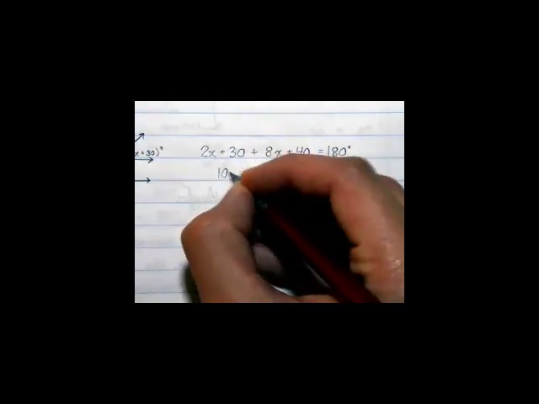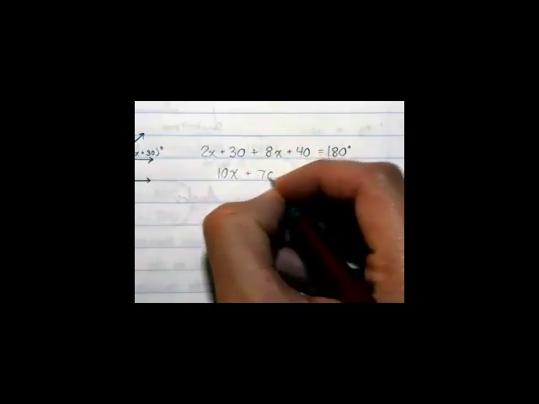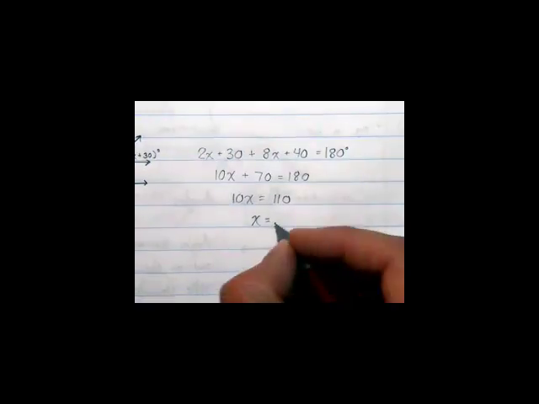So here's our equation, and then we just have to work through the algebra to solve for the value of x. If we add like terms, we get 10x plus 70 equals 180. Subtract 70 from either side, so we get 10x equals 110. So what is the value of x for this particular one? Go ahead, Zach. x equals 11, yes.